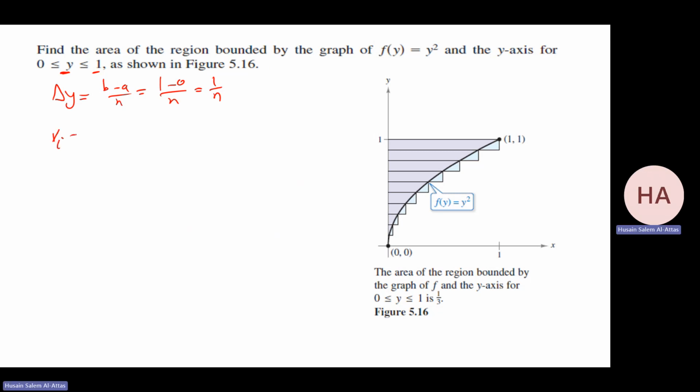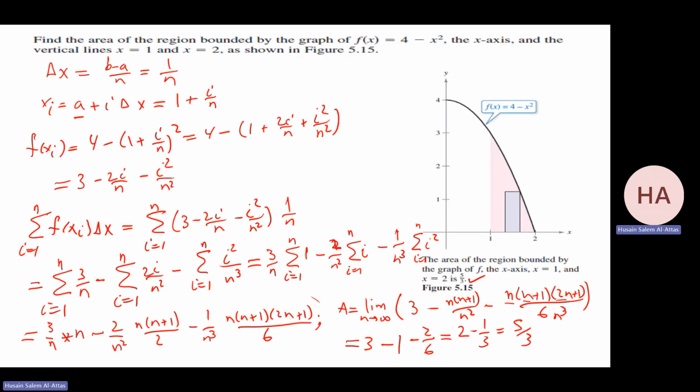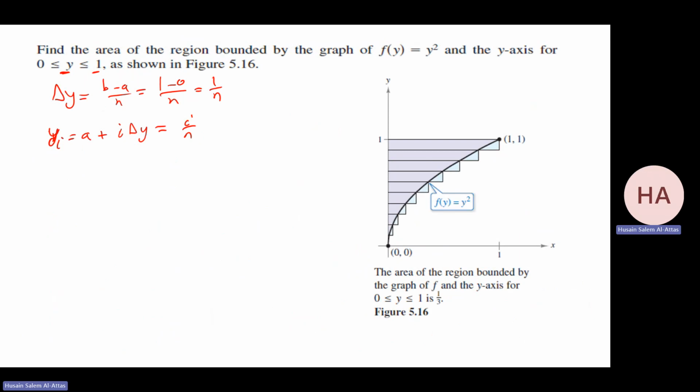yi will be a plus i delta y. A is 0, so it's i over n. That one was in the y and the x value. Now this is about the y value. So for the area, first I'll do f of yi. That will be i squared over n squared.